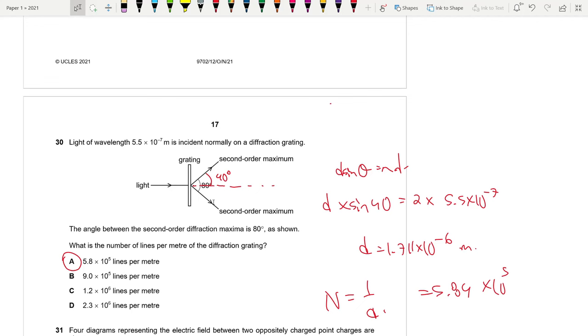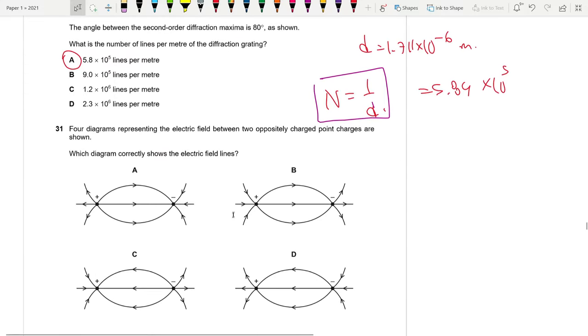But they don't want d. They don't want the separation of the slits. They want the number of lines per meter, capital N. The relationship between N and d is N = 1/d. So just do 1 divided by 1.711 × 10^-6. You're going to get 5.8 × 10^5. That is your answer, 30A.